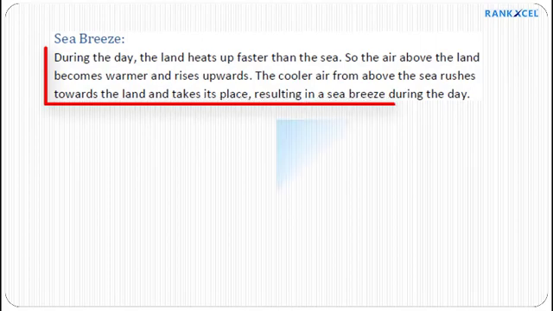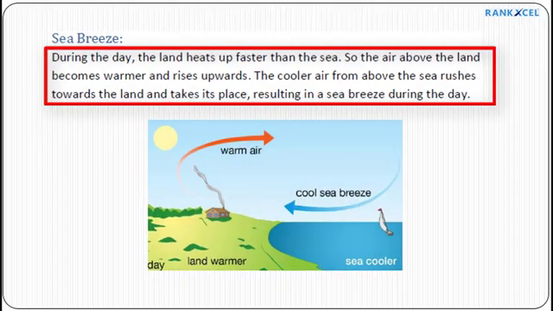Sea breeze. During the day, the land heats up faster than the sea. So the air above the land becomes warmer and rises upwards. The cooler air from above the sea rushes towards the land and takes its place, resulting in a sea breeze during the day.